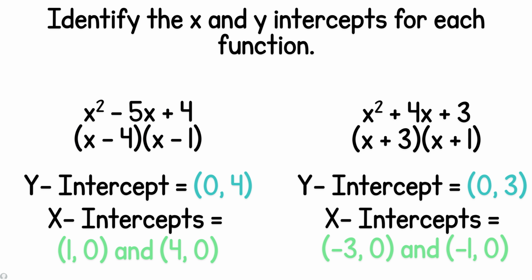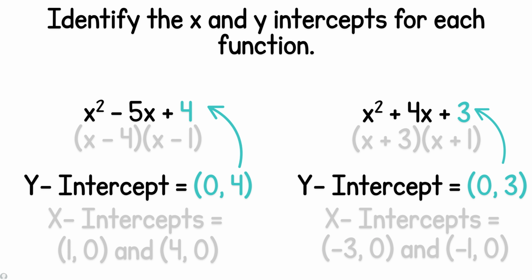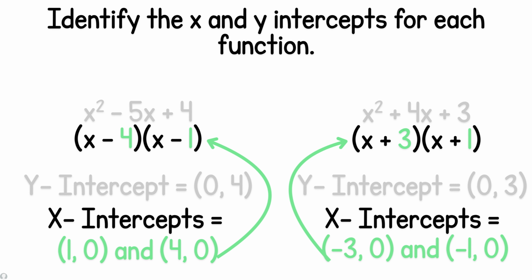So let's summarize the x and y-intercepts for each pair of functions that we were given. If we look at the y-intercepts, we can see that they come from the standard form from our constant term. And if we look at our x-intercepts, they come from factored form when we solve each parenthesis for 0. So we'll keep this in mind as we look at a couple more examples.